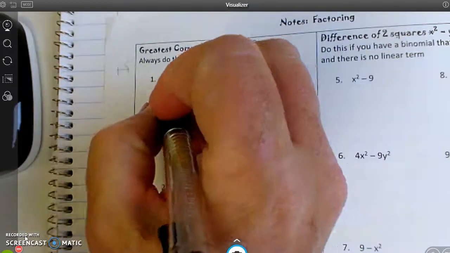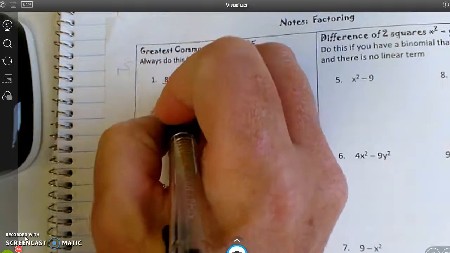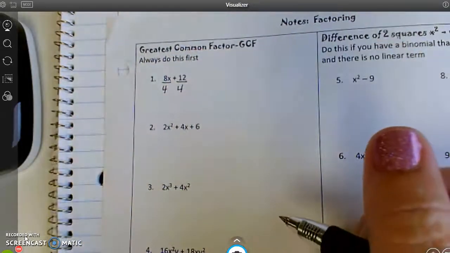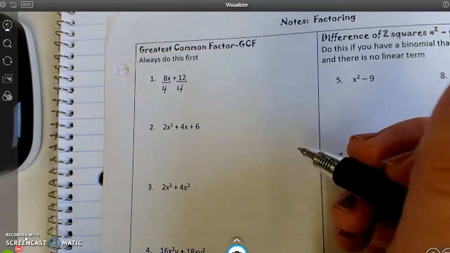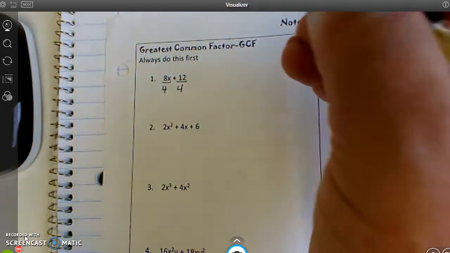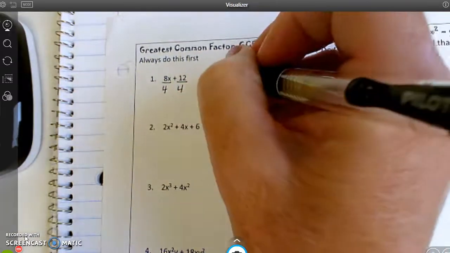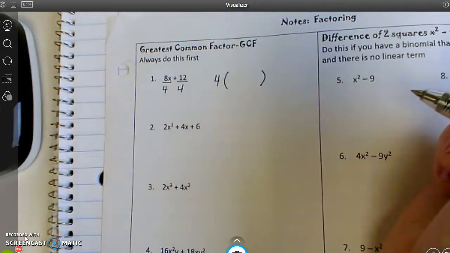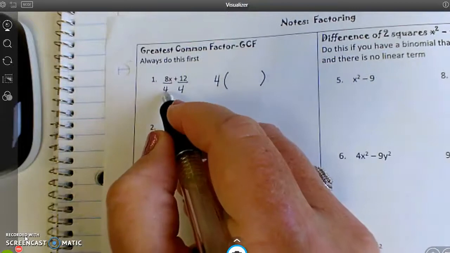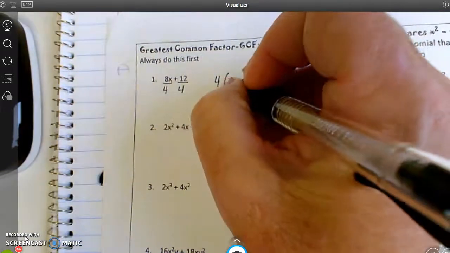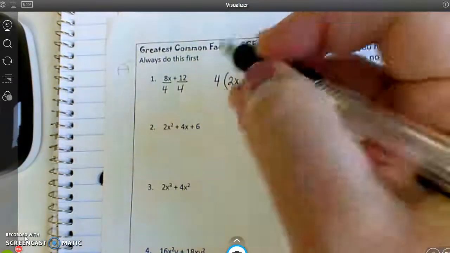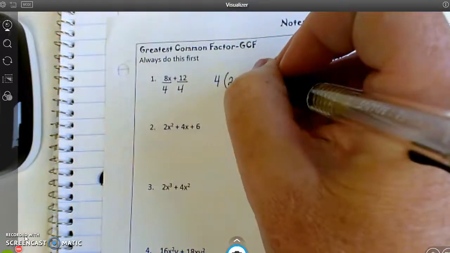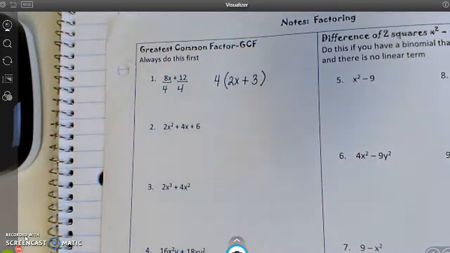What I'm going to do is divide everything by 4. And so my answer, when you factor the greatest common factor, you put the 4 outside of parentheses, and then what you get when you divide it goes inside the parentheses. So 8 divided by 4 is 2, and then there's still an x. And then 12 divided by 4 is 3. And that's all you do. You figure out what the greatest common factor is, and you divide everything by it.